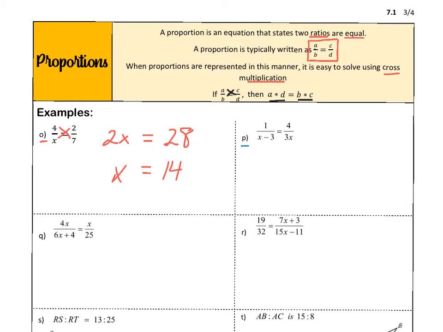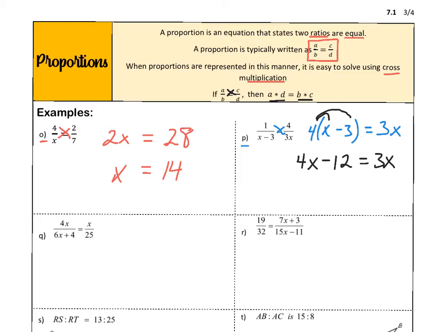Now for the next problem, P, it might help to write out each step, because I'm going to have to do 4 times this quantity, x minus 3. Now on the other side, I'm just going to have 1 times 3x, which is clearly just going to give me 3x. Now, remember, when I move on to my next step, you have to distribute this 4 to both terms in this binomial. So it's going to be 4x minus 12 equals 3x.